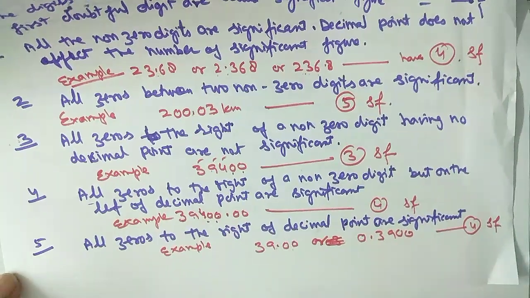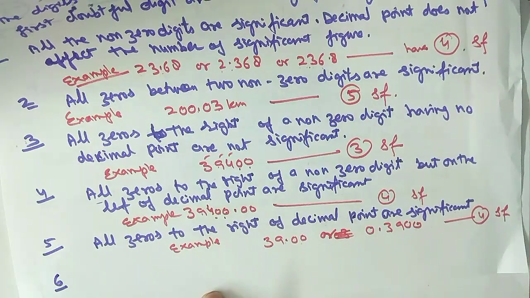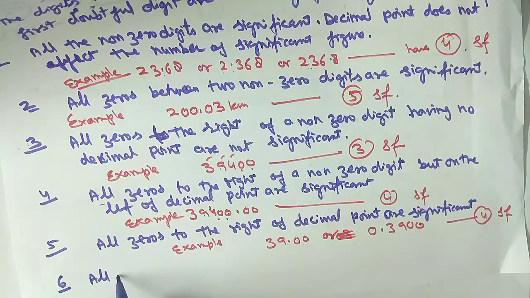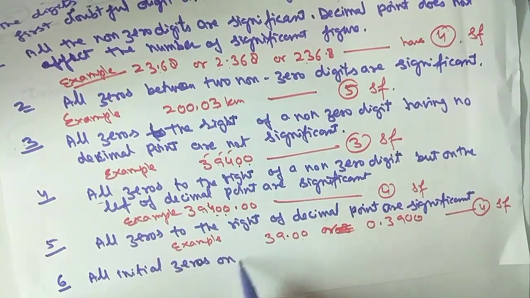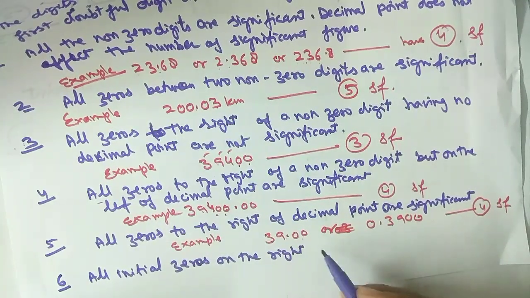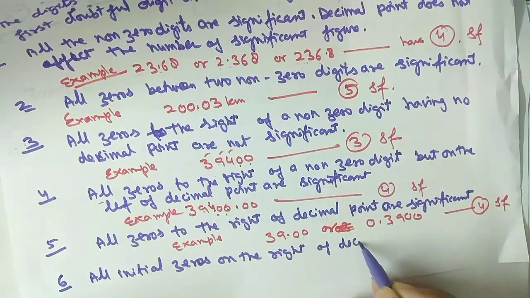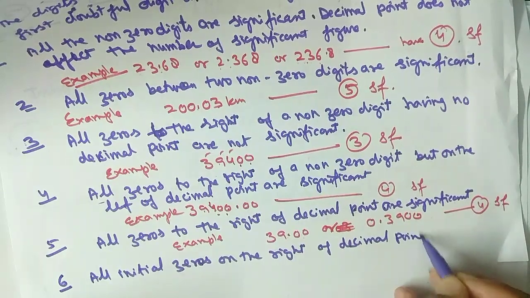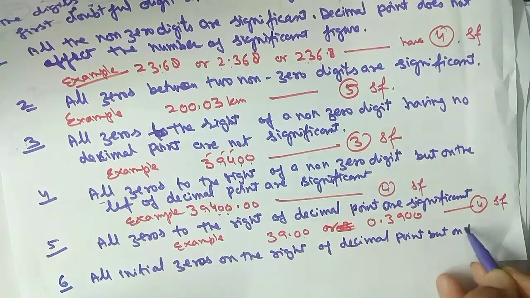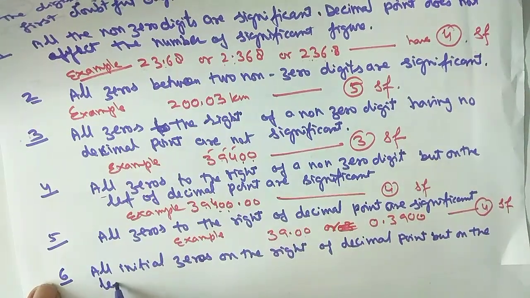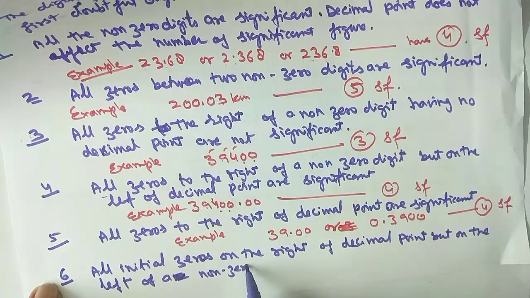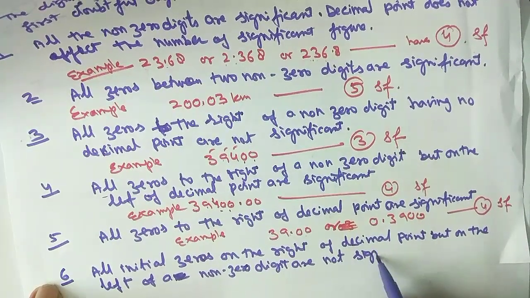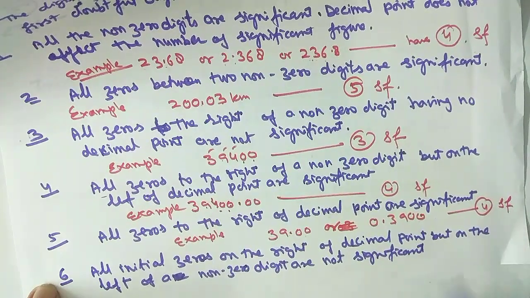Now coming to the 6th rule: all initial zeros, that is zeros on the right of the decimal point but on the left of a non-zero digit, are not significant. By example you can understand.